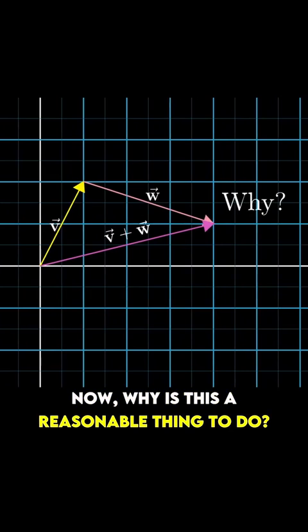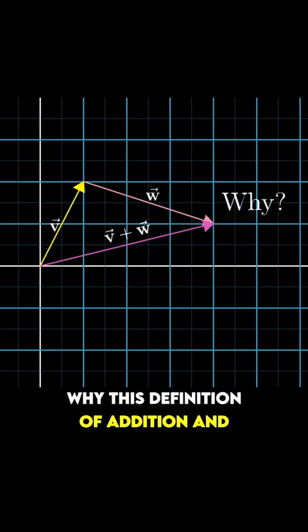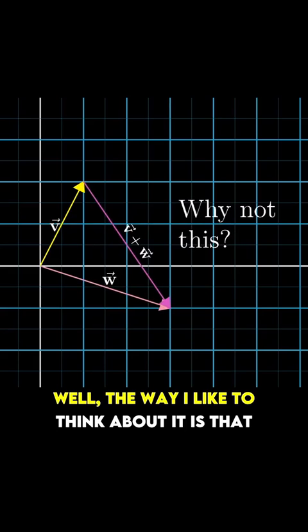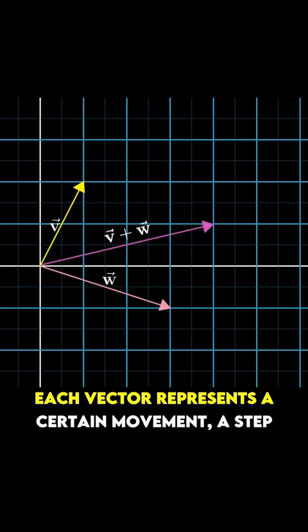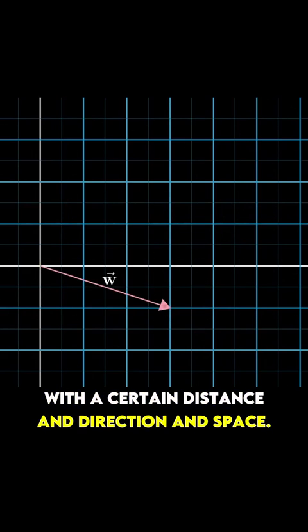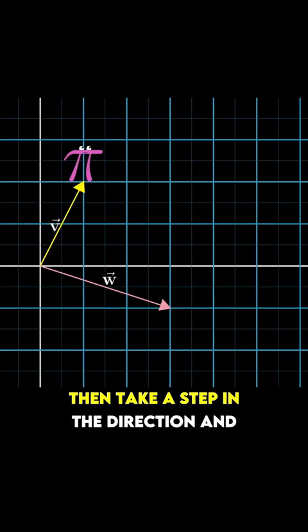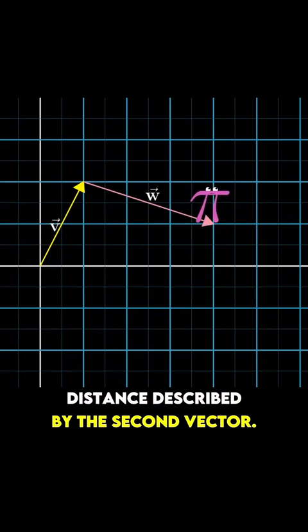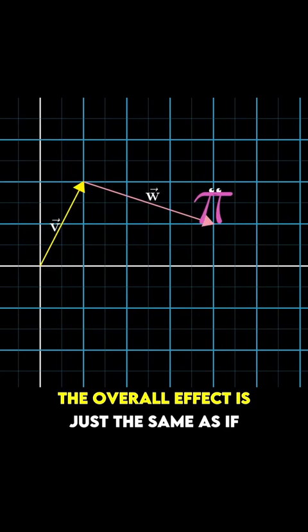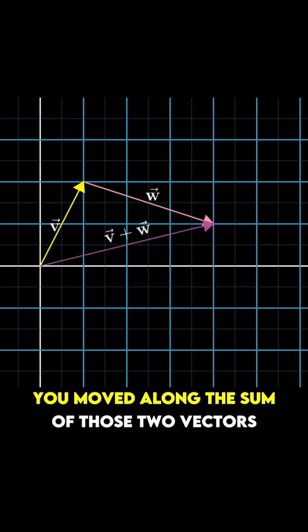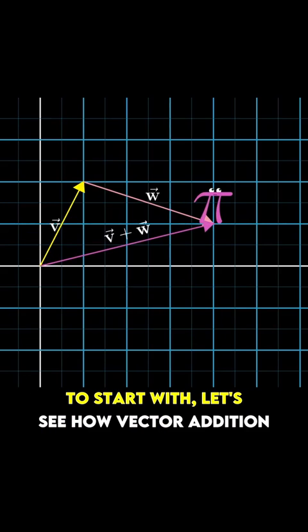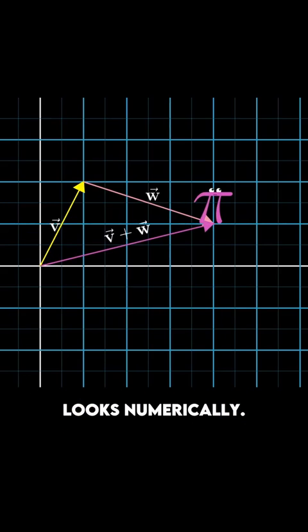Now, why is this a reasonable thing to do? Why this definition of addition and not some other one? Well, the way I like to think about it is that each vector represents a certain movement, a step with a certain distance and direction in space. If you take a step along the first vector, then take a step in the direction and distance described by the second vector, the overall effect is just the same as if you moved along the sum of those two vectors to start with. Let's see how vector addition looks numerically.